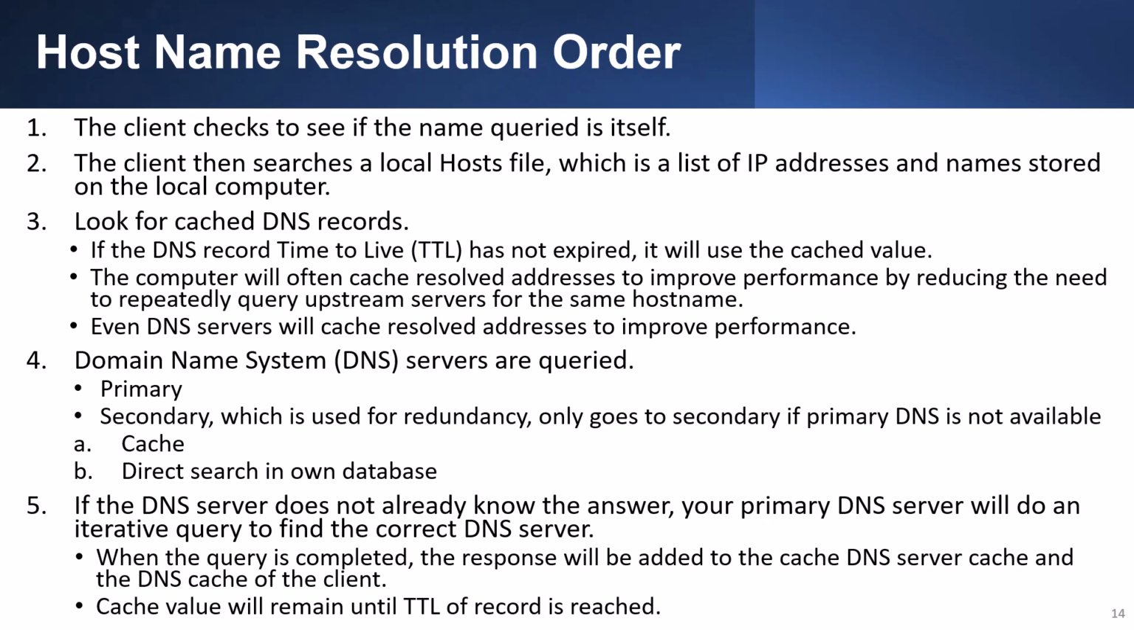Domain name system servers are queried, primary first, then secondary, which is used for redundancy. It only goes to secondary if the primary DNS is not available. When it finds an active DNS server to query, the cache of the DNS server will be checked. If it's not in the cache, it will perform a direct search in its own database. If the DNS server does not already know the answer, your primary DNS server will do an iterative query to find the correct DNS server. When the query is completed, the response will be added to the DNS server cache and the DNS cache of the client. The cache value will remain until the TTL of the record is reached.